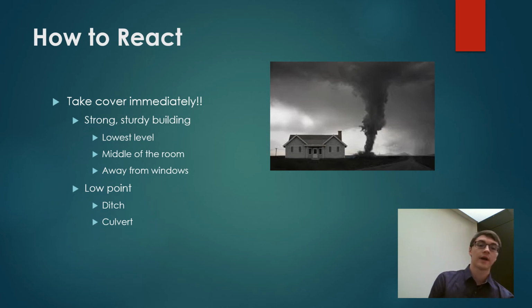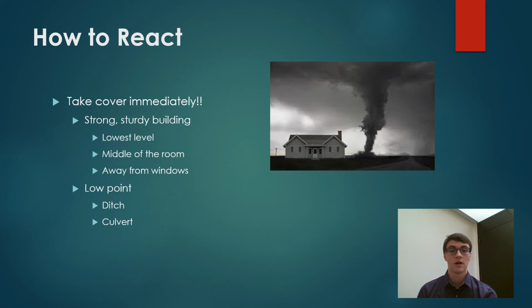So, how to react to a tornado. Tornadoes are harder to prepare for because they can come at any time. When you hear a siren or see the alert, immediately seek shelter. Find a close, strong, sturdy structure, preferably with a basement, and go to the middle of the room away from any windows, as you do not want the glass to break or any flying debris to come in and hit you.